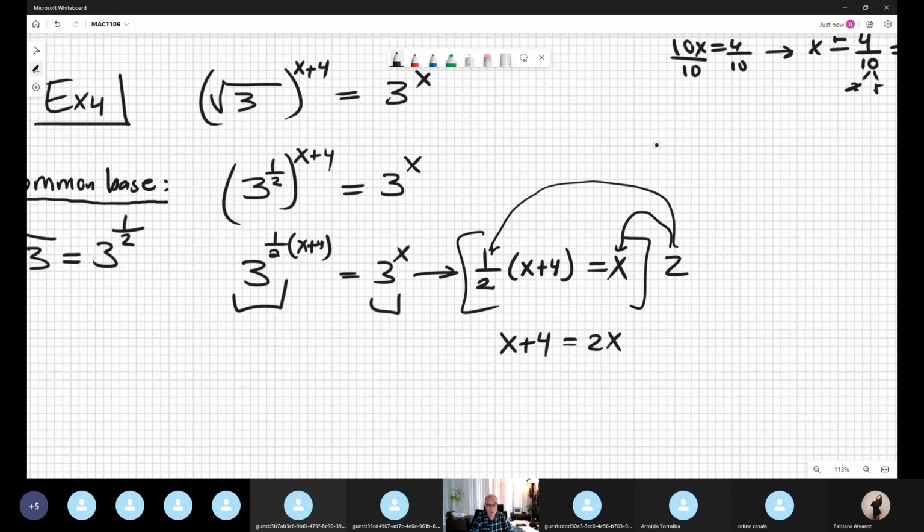So now x plus 4 is equal to 2x. I move this x to the right hand side. We combine like terms, 2x minus x is x. The answer is 4. Excellent.